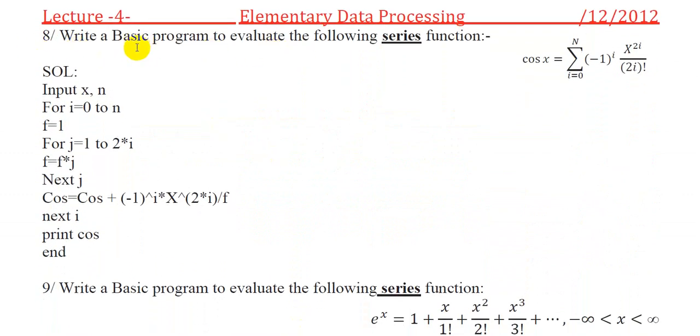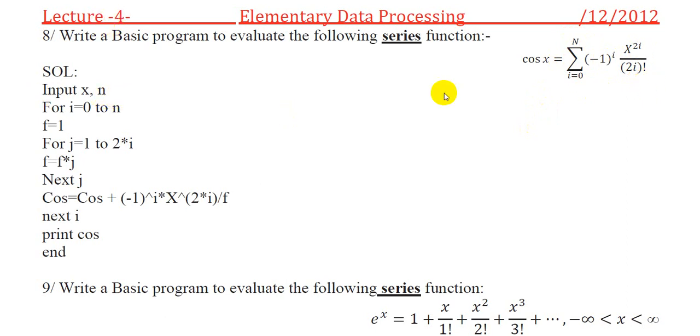Write the basic program here, a BASIC language program, to evaluate the following series function. The series function is given by the cosine function of x, equal to the summation of (-1)^i times x^(2i) over (2i) factorial, as you can see right here. I runs from the indicated amount, as you can see, till the nth value of the series, as given here, for the summation of the fractional expression (-1)^i x^(2i) over (2i) factorial.